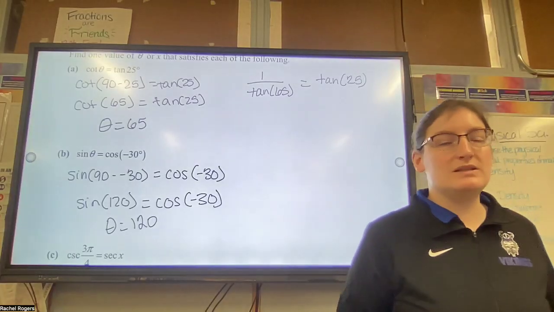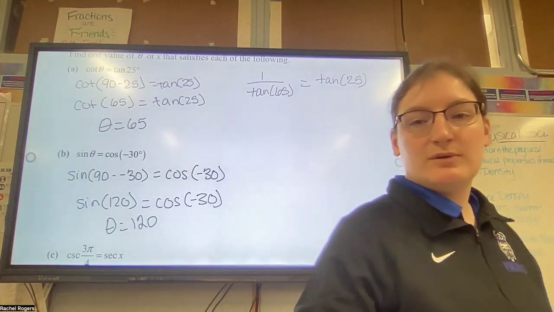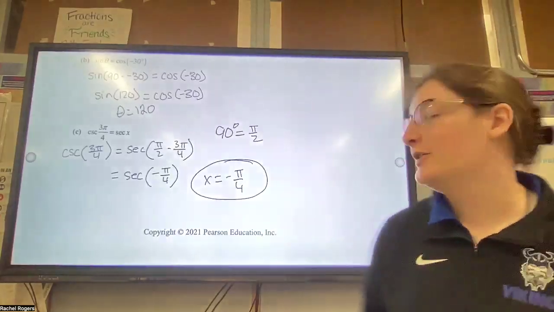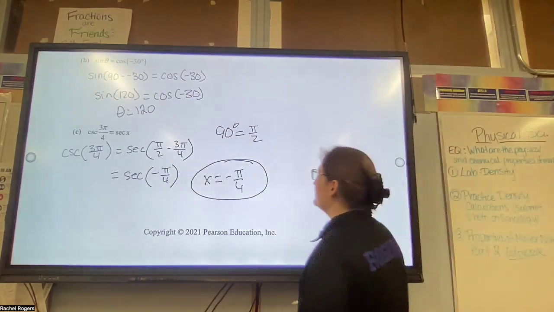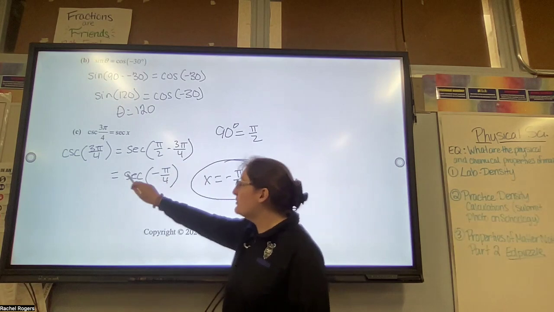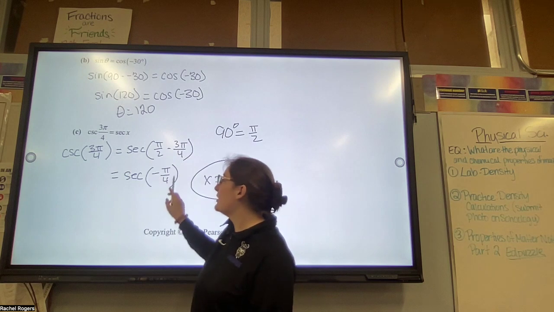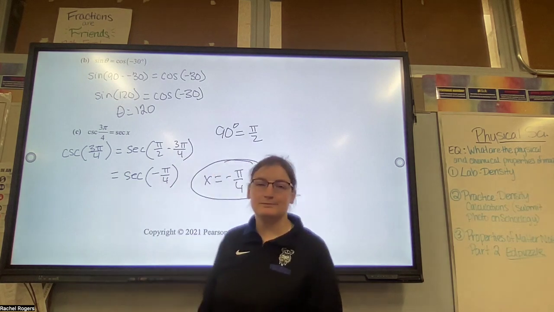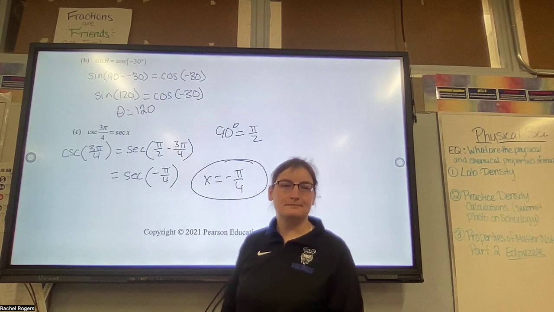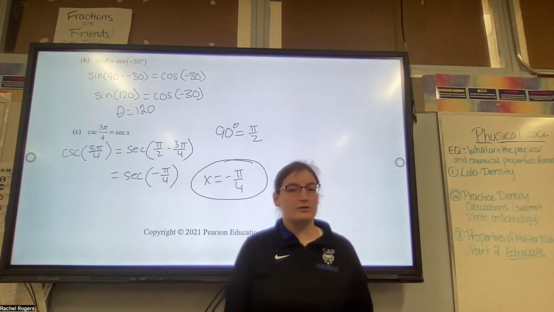All right, try number C on your own and check your answer with a buddy. All right, check your answer. Remember 90 in radians is pi over 2. So cosecant of 3 pi over 4 is the secant of 90 minus 3 pi over 4, which is negative pi over 4, or negative 45 degrees.